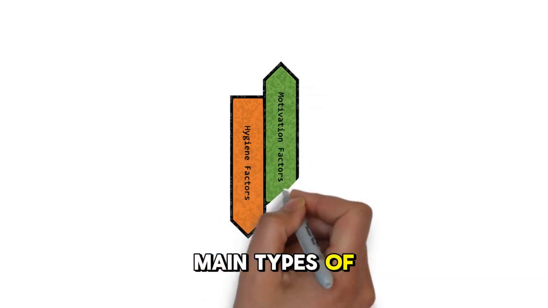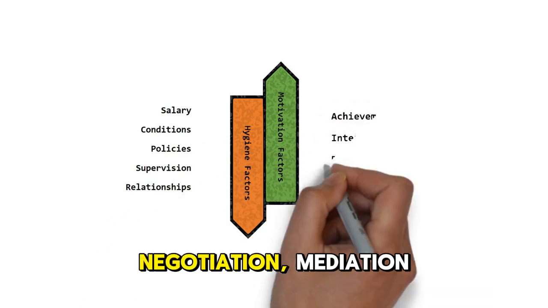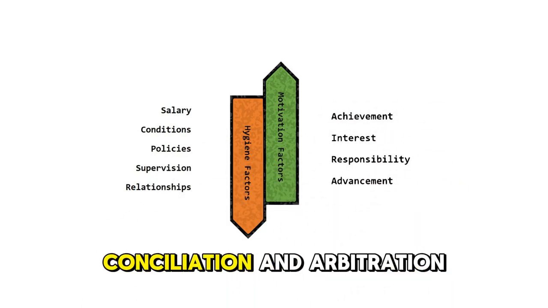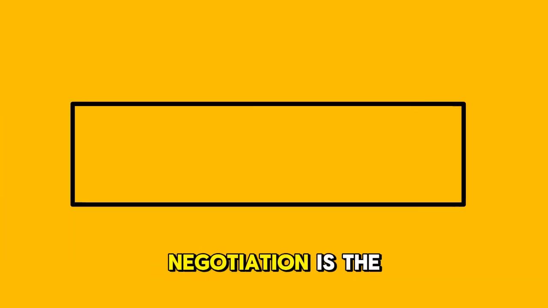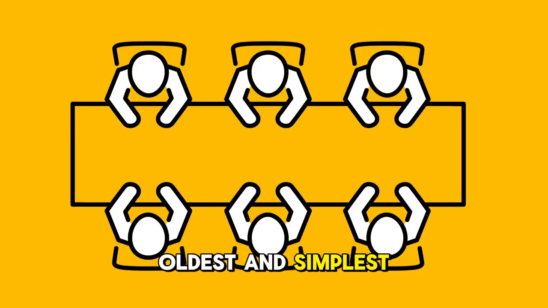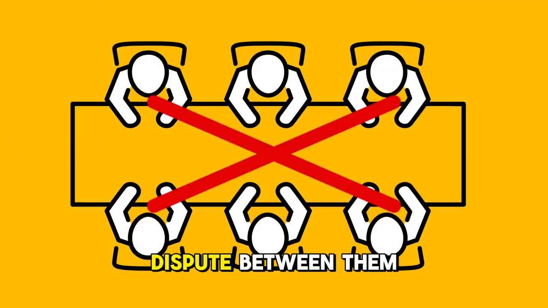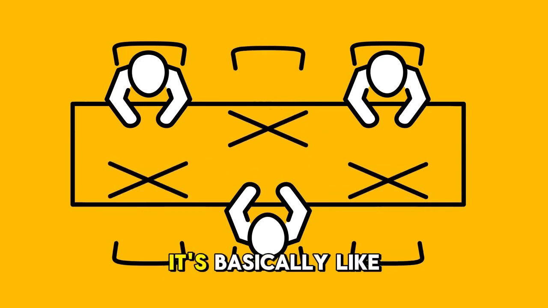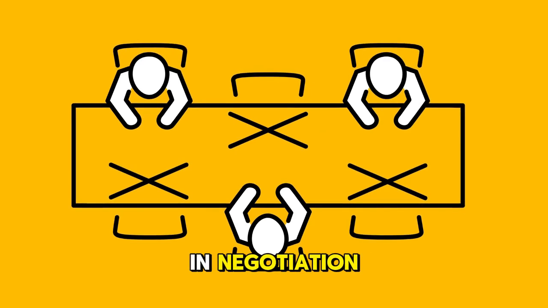What are the main types of ADR? There are 4 main types of ADR: negotiation, mediation, conciliation, and arbitration. So let's look at these in turn. First of all, we have negotiation. Negotiation is the oldest and simplest form of ADR. It involves the parties attempting to resolve the dispute between them directly. It's basically like a face-to-face meeting or maybe a phone call trying to sort things out between yourselves. There are no third parties involved in negotiation.